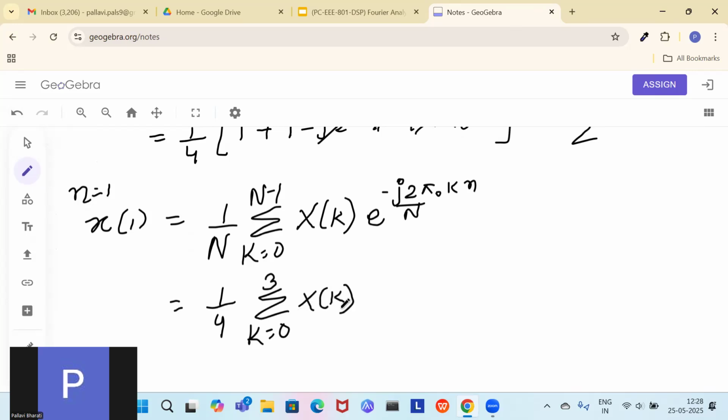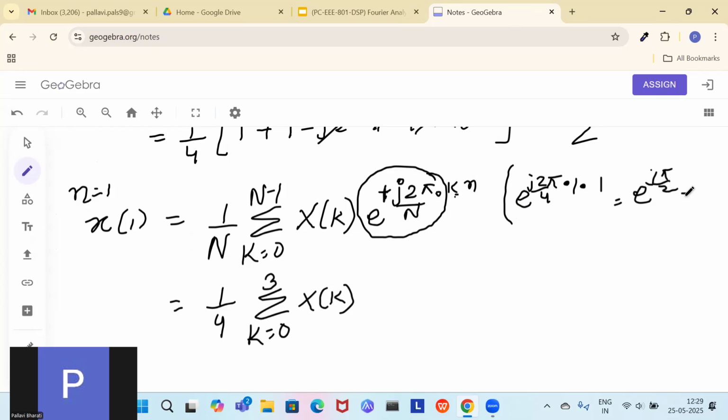Now, the most important thing, here I have written a small thing wrong. This is plus because we are taking out the inverse discrete Fourier transform. Now for us, this part, we have got it as what? j. Okay, first I'll show you. If you have e to the power j 2 pi by 4, if I take the value of k equals 1, and n equals 1, this is going to be e to the power j pi by 2. Now this is going to come j.